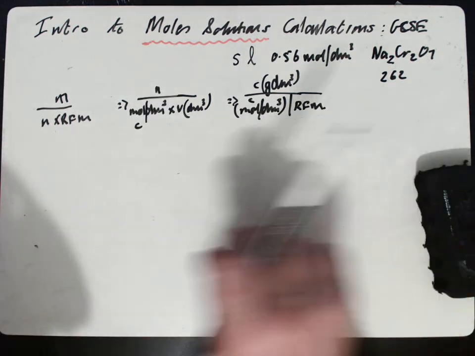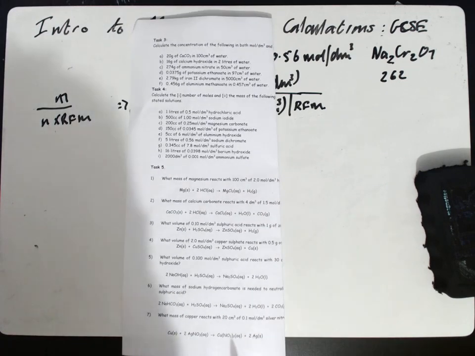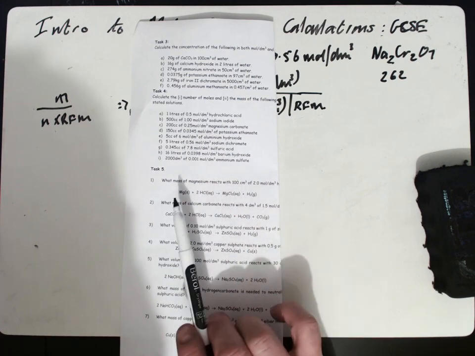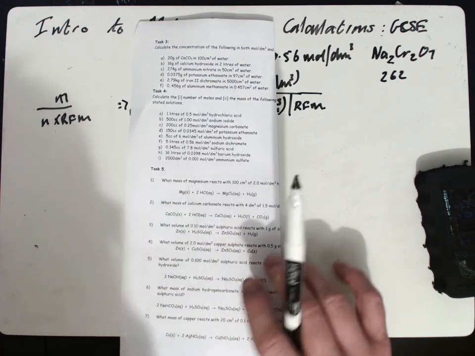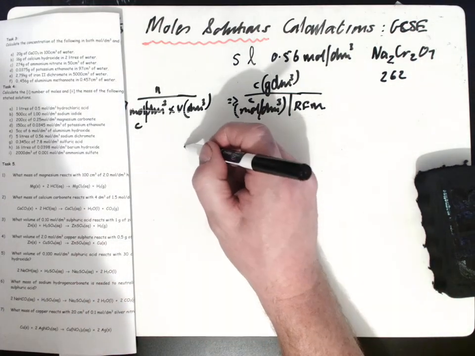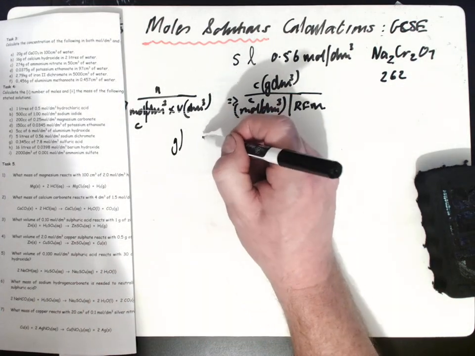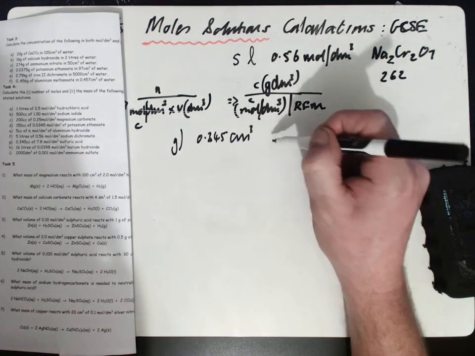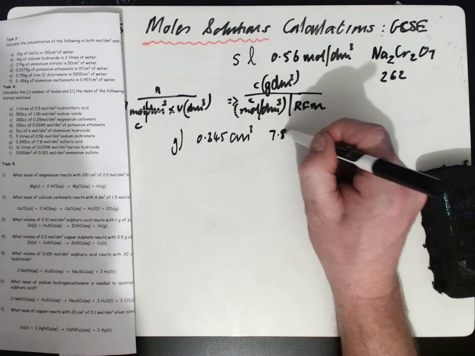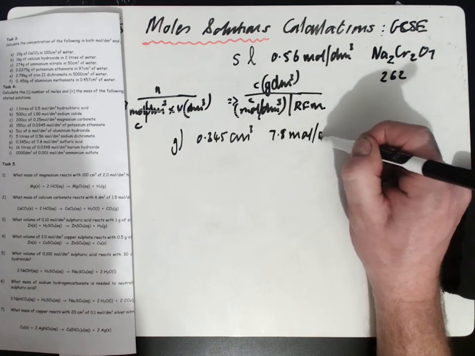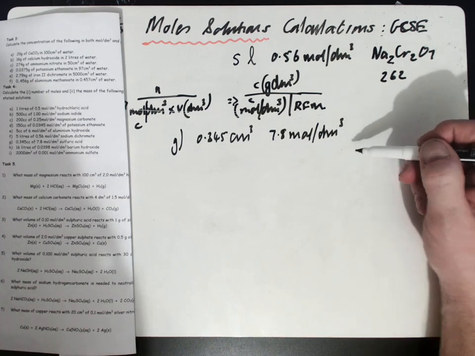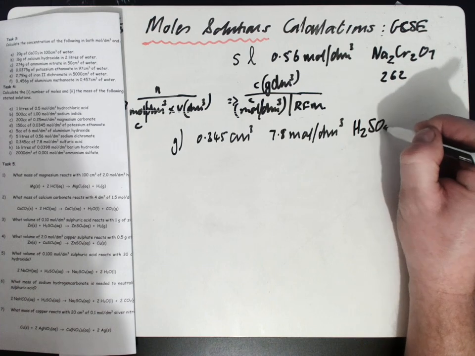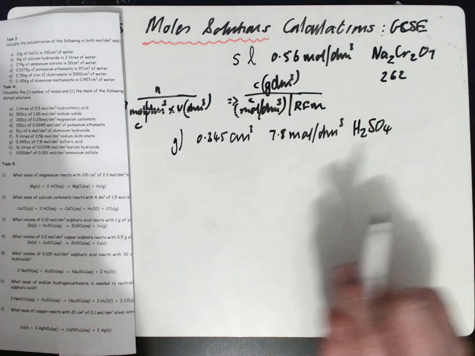Right, I'll do one more, and then it would be up to you guys. So if I have a look at, we'll take a look at G here. I'll just write out G for you because it's probably too small for you to see. So we've got 0.345 cubic centimeters, and 7.8 moles per decimeter cubed of sulfuric acid, and again it's a formula. That's a formula you should know off the top of your head, really.